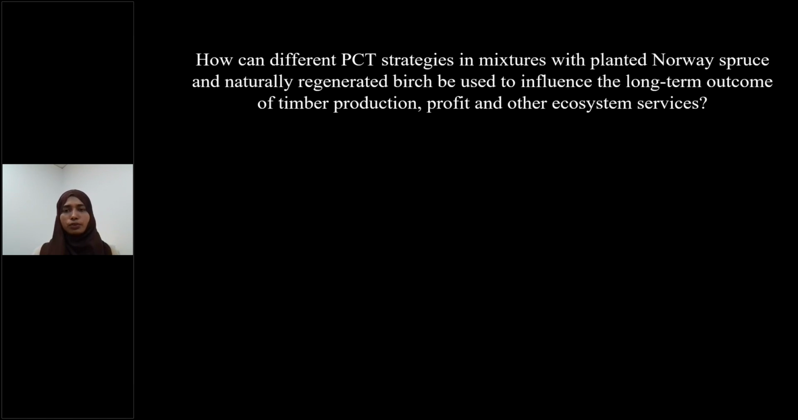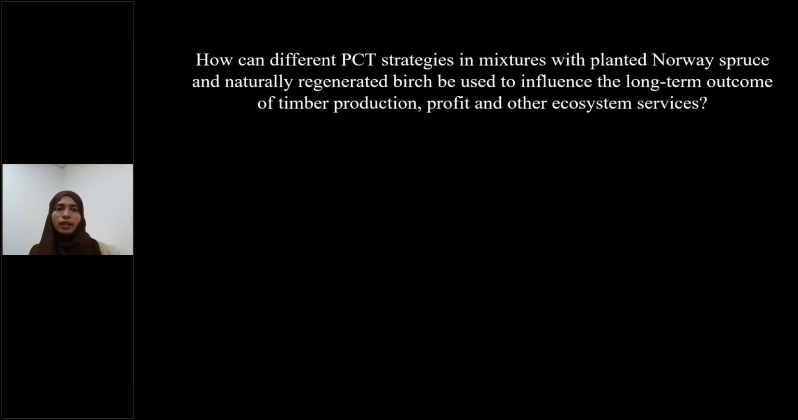And the other reason is all the ecosystem services. But of course there is also the issue that mixed forest might lower the production because of the lower timber value of birch and so on. So we wanted to test that if we use different pre-commercial thinning, can we combine all these things together?